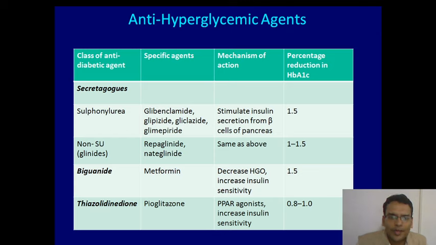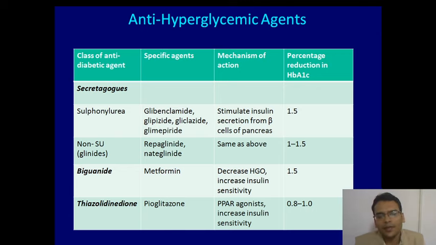Coming on to oral secretagogues, we have sulfonylureas, which have an HbA1c reduction of about 1 to 1.5%. Again, it is important to remember that the HbA1c reduction with a particular agent will also depend on when it is introduced in the treatment protocol.